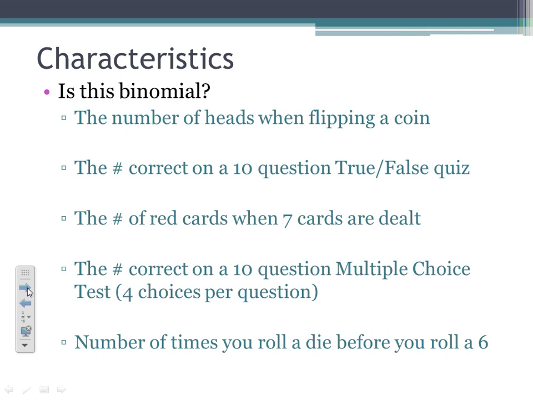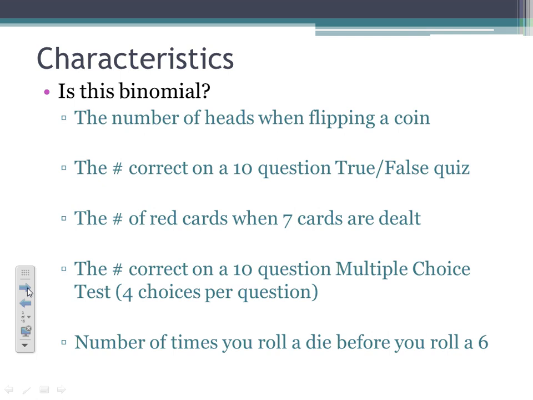All right, last one that popped up: the number of times you roll a die before you roll a 6. Do we have only two outcomes? Yep, you either roll a 6 or you do not. They'd be independent, we know that on the die. But the problem we run into on this one, just like the very first bullet point, is that we don't have a fixed number of trials. We don't know how many times it's going to be rolled. So this would not be considered a binomial setting.